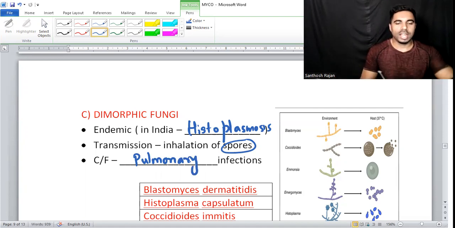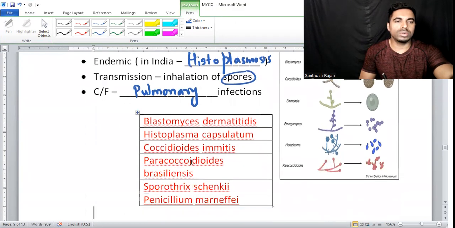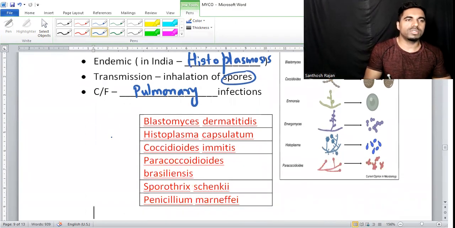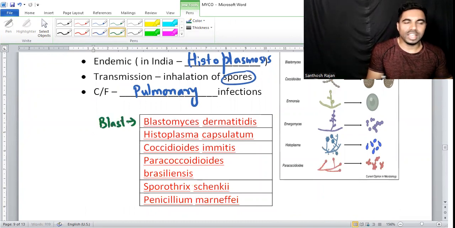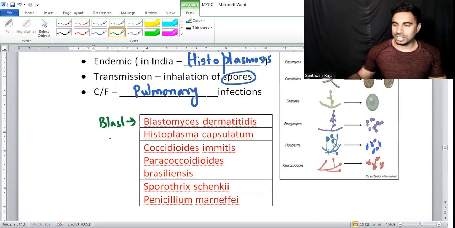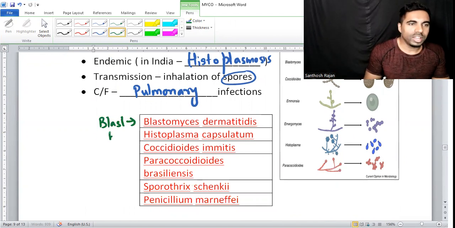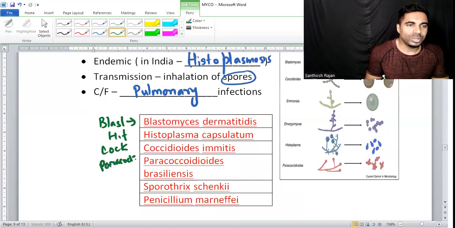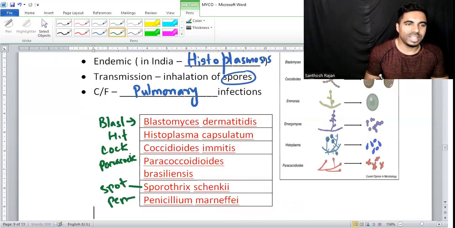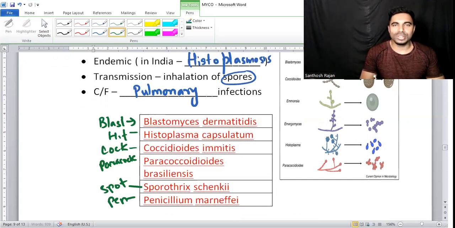Okay, remember that. And then, the shortcut I already told you, to remember these dimorphic fungi is very easy. Whenever someone asks dimorphic, you give the dangerous things: blast, blast, hit, cock, paracock, spot, pen. All these dangerous things will be the names. So blastomycosis dermatitidis, histoplasma, then coccidioidomycosis, paracoccidioidomycosis, sporothrix schenckii and penicillium marneffei.